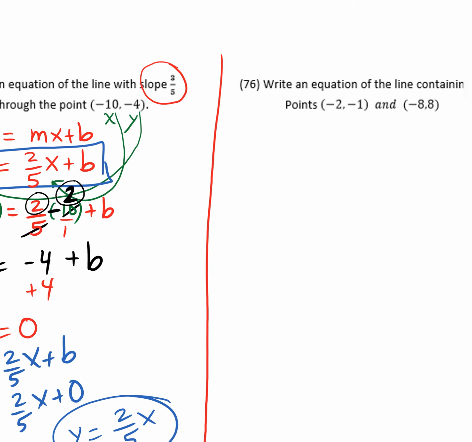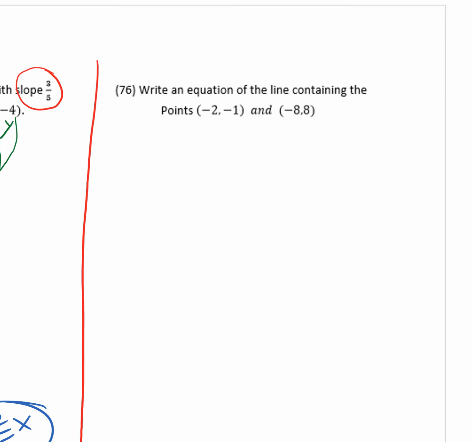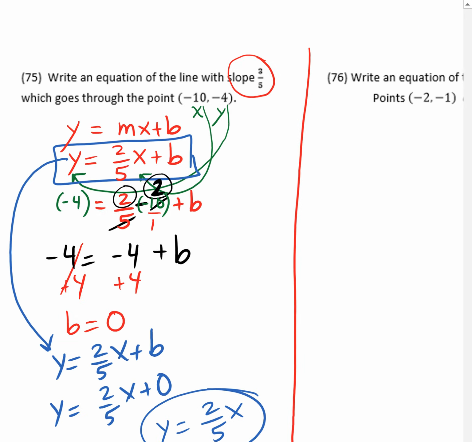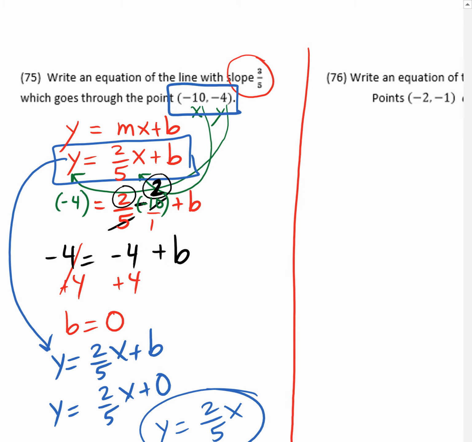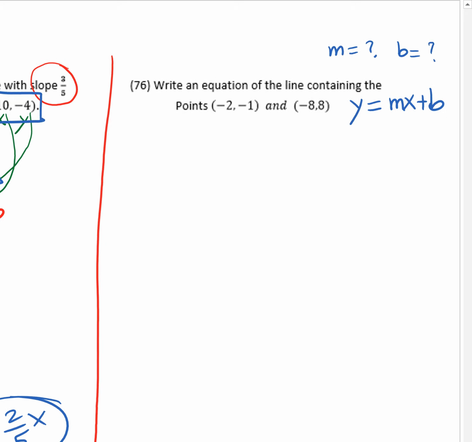Okay, good stuff. Let's try this next one. I imagine it's getting harder probably. That's kind of how they do these problems. They want us to write an equation of the line containing these 2 points, negative 2, negative 1, and negative 8, 8. So again, in order to find an equation, you need to use y equals mx plus b, and you need to find out what m is, and you need to find out what b is. So in the last example, we were able to find b later with using this point, but we had to find m first. So I think in this problem, we don't know m.